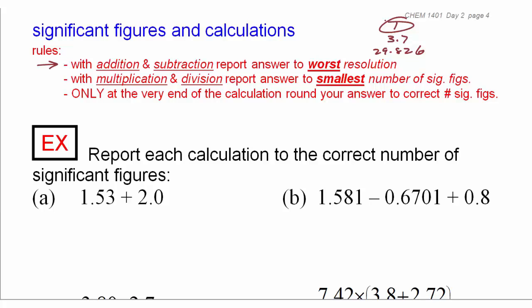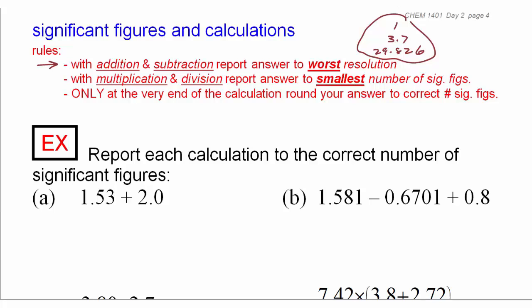With multiplication and division, report your answer to the smallest number of sig figs. So if we are multiplying and dividing all these, report your answer to only one sig fig, because that's the measurement with the least number of sig figs. And only do the rounding at the very end of these calculations. Otherwise, you're going to mess things up.